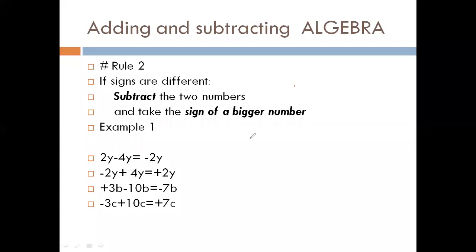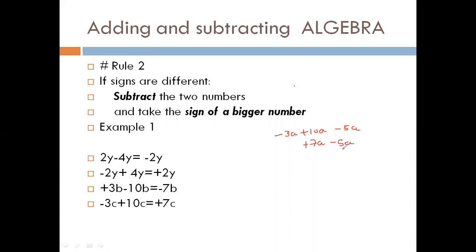Let me do this one. You are given an algebra where we put letters representing quantities: minus 3a plus 10a, then we get minus 5, let's say a. The signs are different. What do you do? We subtract and take the sign of bigger number. 10 minus 3, we get 7a, but there is a plus because 10 is bigger. Then we say minus 5a.